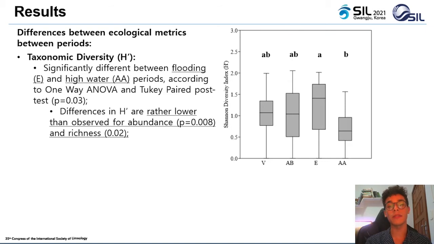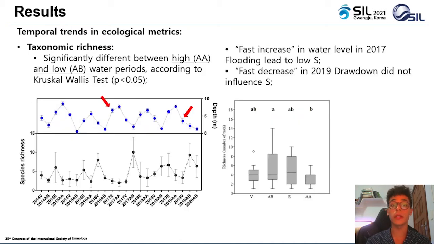The taxonomic diversity, measured through Shannon diversity index, was significantly different between floating and high water periods, according to one-way ANOVA and Tukey paired post-test, with p equals 0.03. These differences, although significant, were rather lower than those observed for abundance and richness metrics, where p-values were respectively equal to 0.008 and 0.02. Also, temporal trends show a pattern in the ecological metrics, but unexpected peaks in values might be observed.